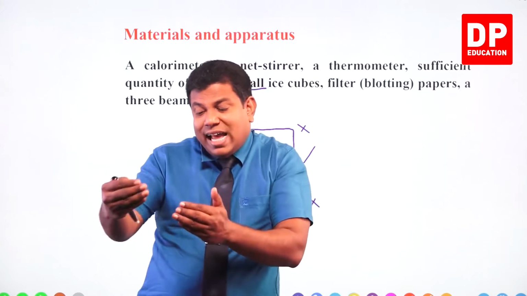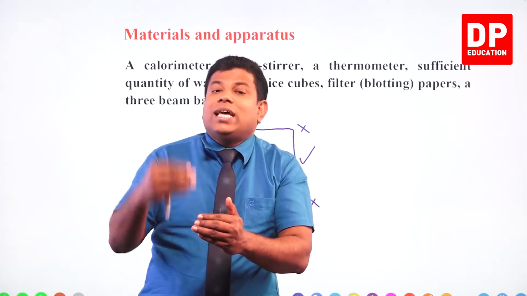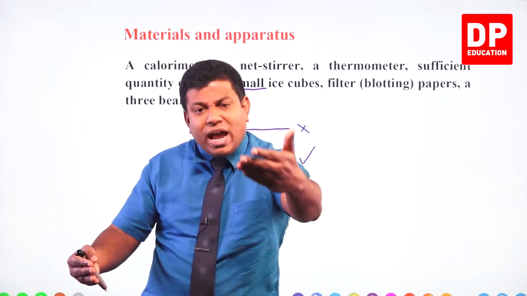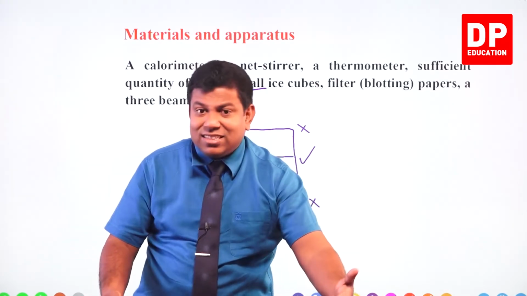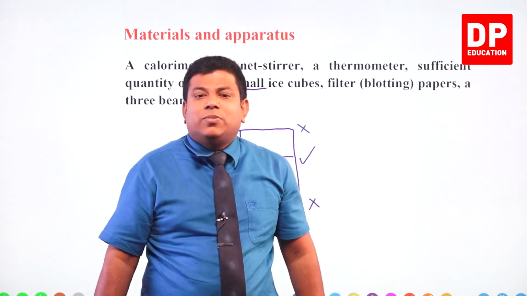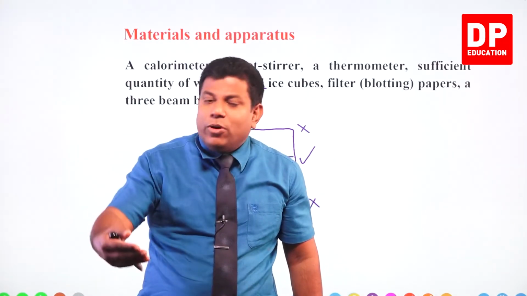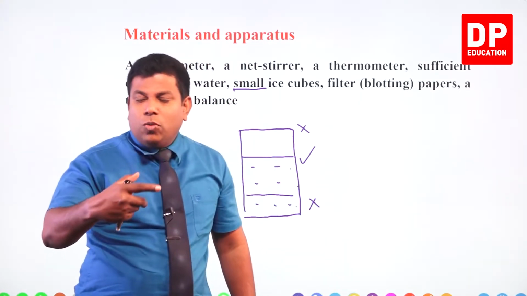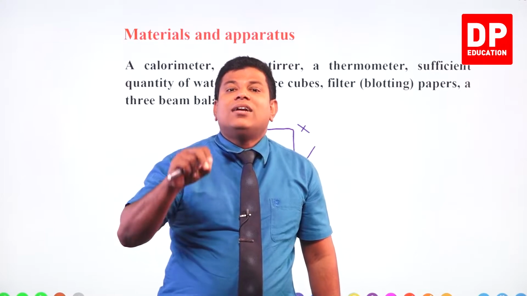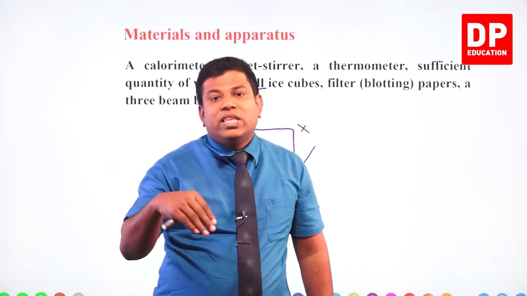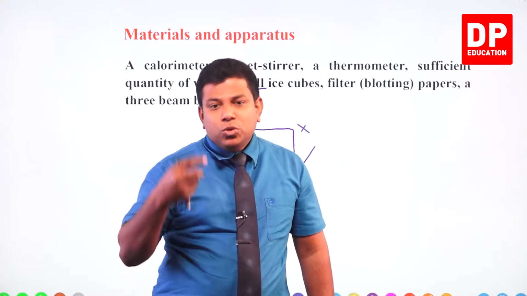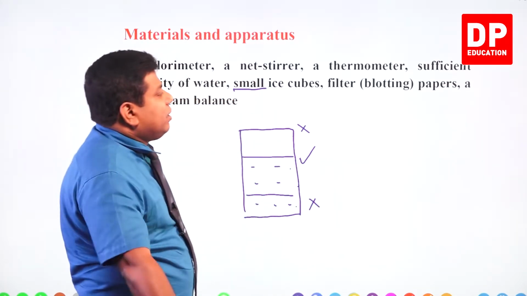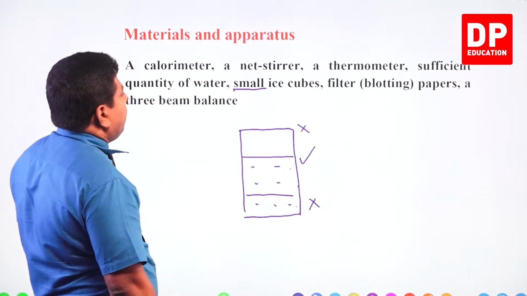Whereas you assume all the additional mass is ice, and all that additional mass takes the latent heat to change the state. But if you are adding water which has already changed state, don't you think it is an incorrect experiment? Don't you think it's an error in your experiment? So you have to make sure the ice cubes you add to the water are dry. There's no water on their surface. To ensure that, we use a paper to wipe it, which is what we call filter paper or blotting paper.